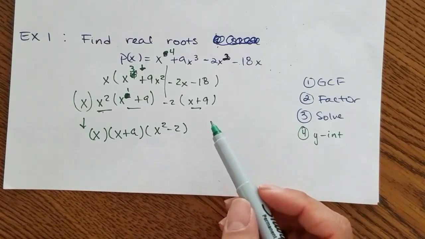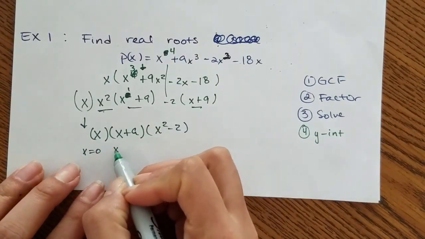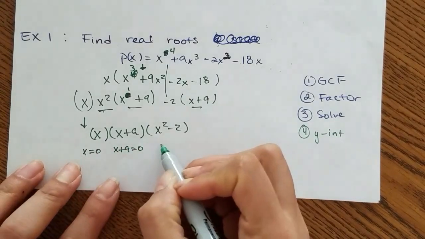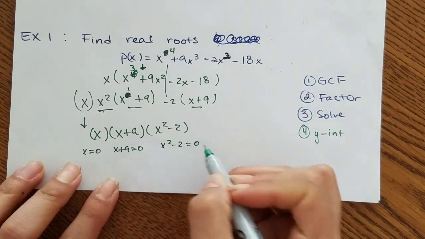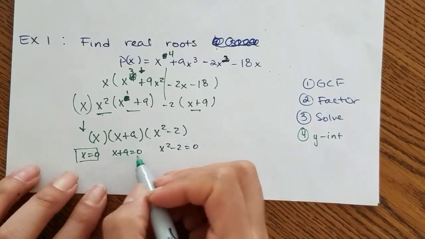So now we have to solve it. Okay. x is equal to 0, x plus 9 is equal to 0, and x squared minus 2 is equal to 0. This one's done. Okay, so that's one of our roots, or one of our zeros.